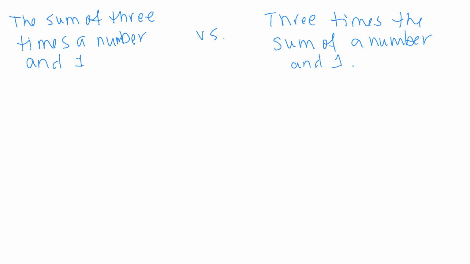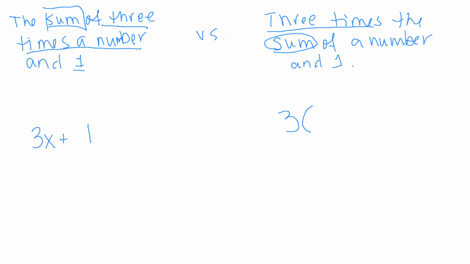So here we have the sum. We want to add 3 times a number and 1. So we quite literally need to figure out what 3 times a number is. That's just 3 times x. We don't know what the number is. We assign a variable to it. And to that, we want to add 1. What's different in this second statement is we want 3 times the entire sum. So I want 3 times the sum, and the sum happens to be between a number and 1.